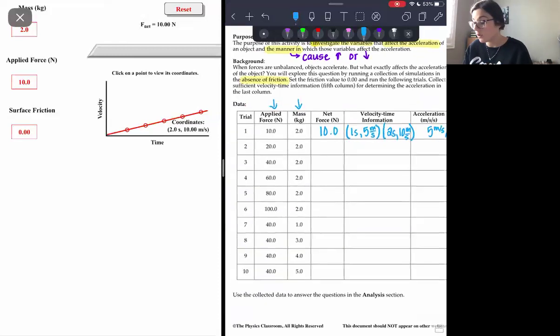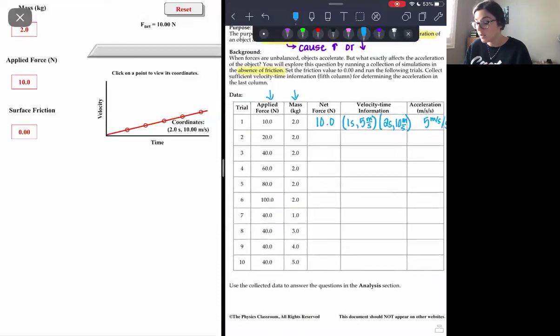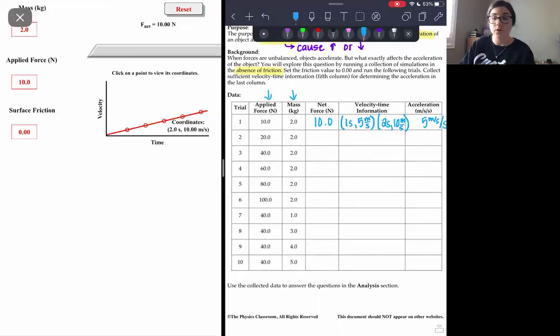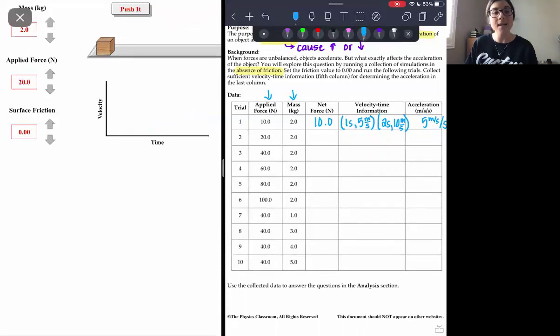So in your table, what you're going to do every trial is you're going to figure out what's the net force. You're going to pick 2 points from your line, and you're going to use those points to find your acceleration. So I'm going to do trial 2 with you guys, just to make sure that you've got it. So now I'm going to change my applied force right here to 10, or I'm so sorry, to 20. So it was at 10. Now it's at 20. My mass is still at 2 kilograms, so I don't need to change anything there.